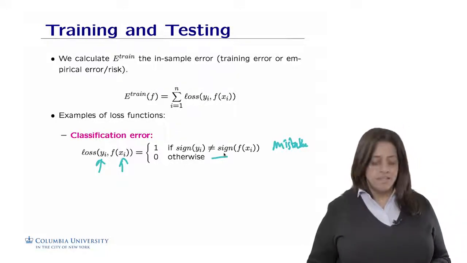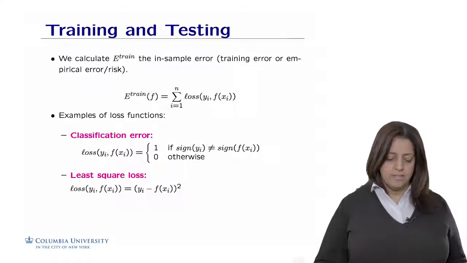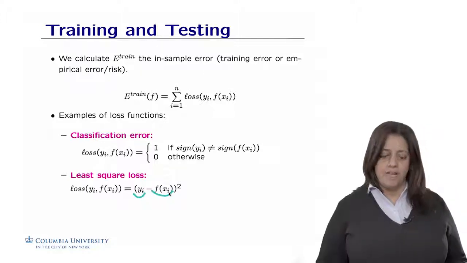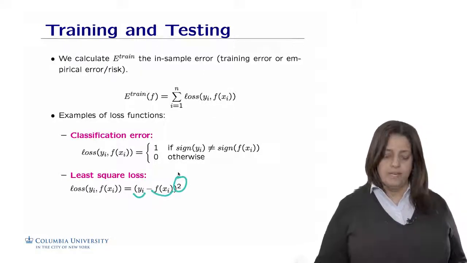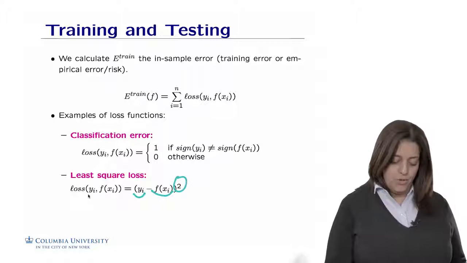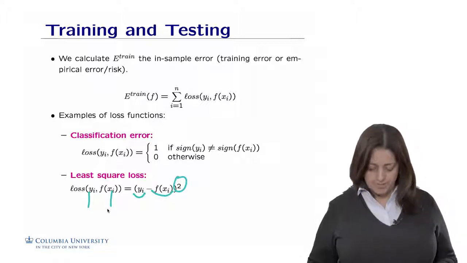If there is no mistake, in this case, we're just going to add 0 to the loss. Another kind of loss function that's also suited for regression is the loss that simply makes a difference between the true label and the predicted label f of xi. So we square it just not to worry about the sign of the difference. If you have an example for which you have a label and you have a prediction, you can simply do the difference between the label and the predicted label.